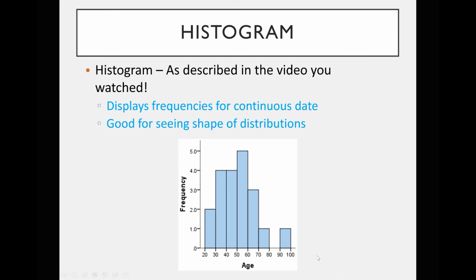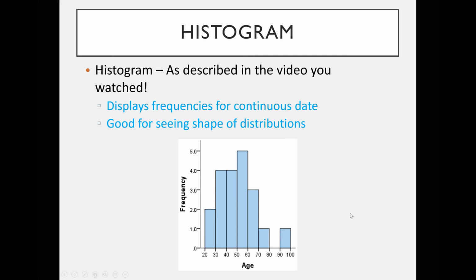For example, here we can see how many people fall along these age ranges. So in their 20s, in their 30s, in their 40s, in their 50s, and so on. Notice that there is a gap right here between 80 and 90. So this means that in this sample, there was nobody in their 80s. So if you see a gap in a histogram, that just means there's nothing in the in-between space.